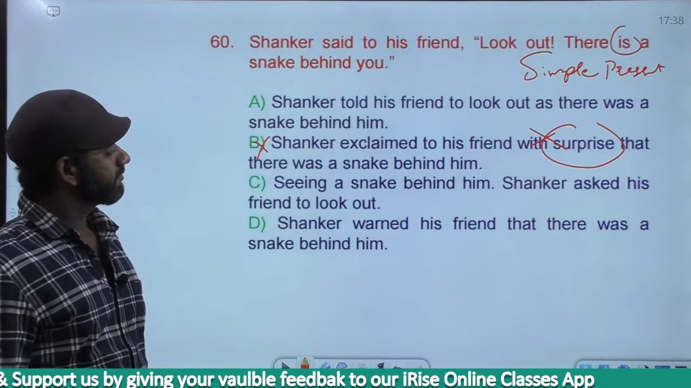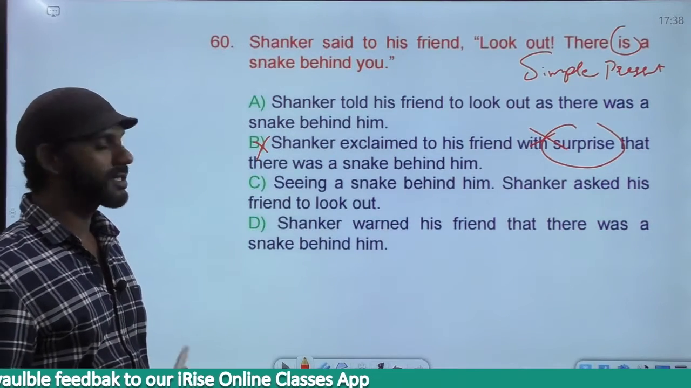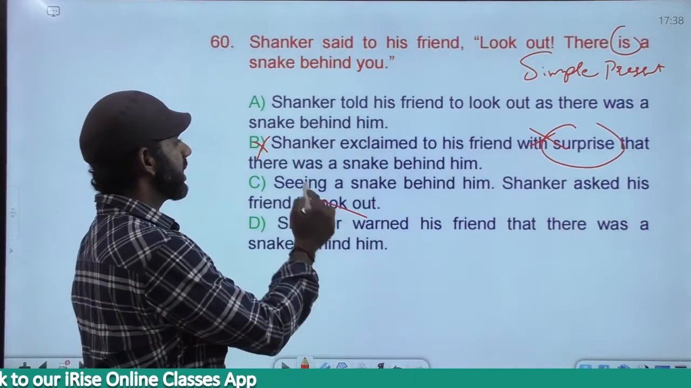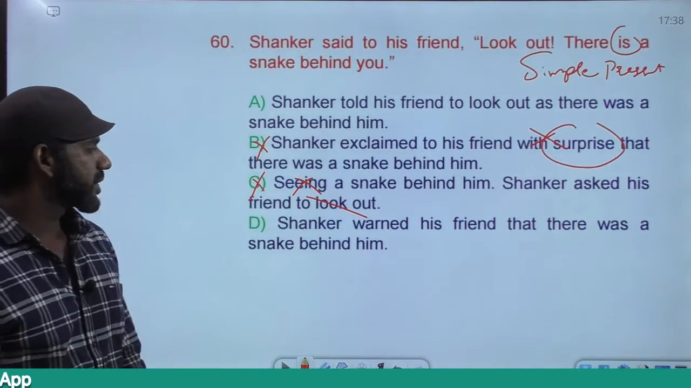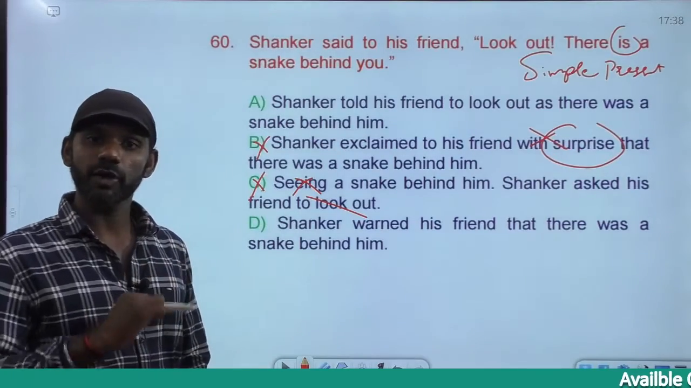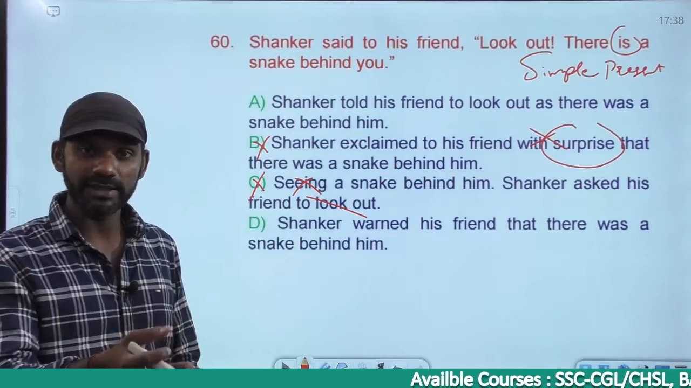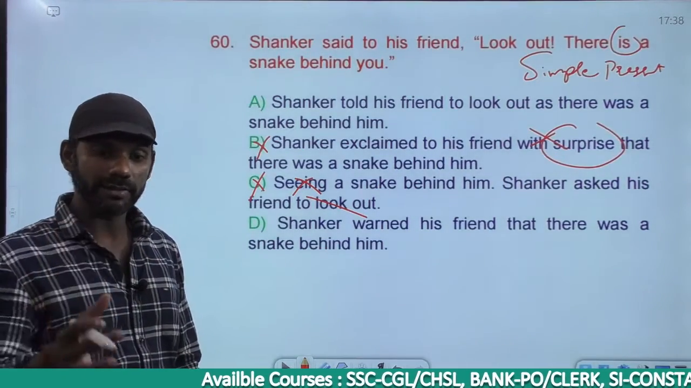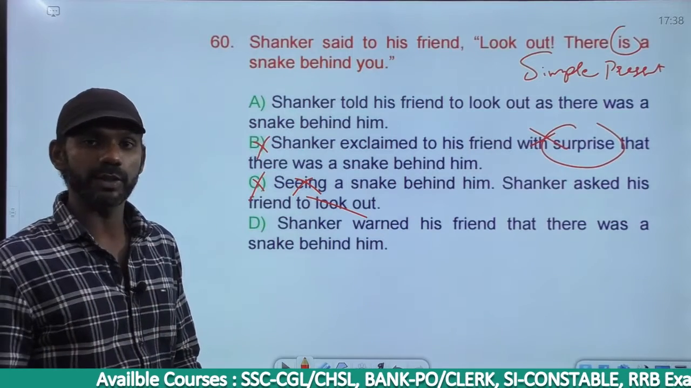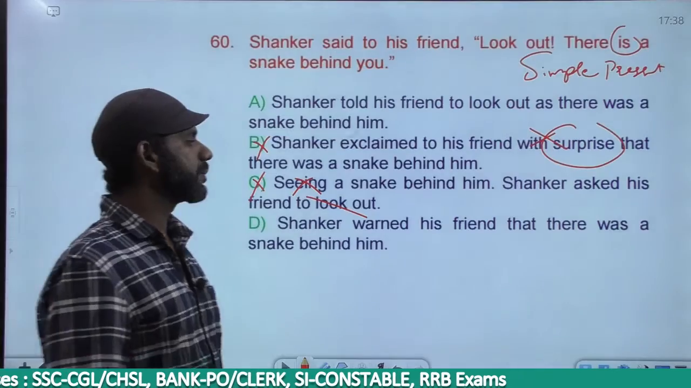Seeing a snake behind him, Shankar asked his friend to look out, anyway eliminated. Seeing, ing is nowhere, then the statement gone. Come to D. Shankar warned his friend. This is a warning. Look out, there's a snake behind you. That's a warning. Be careful. That's what he's saying. Shankar warned his friend. Like we find caution boards and all, right? Caution means be careful. It's a warning given to us. Shankar warned his friend that there was a snake behind him.